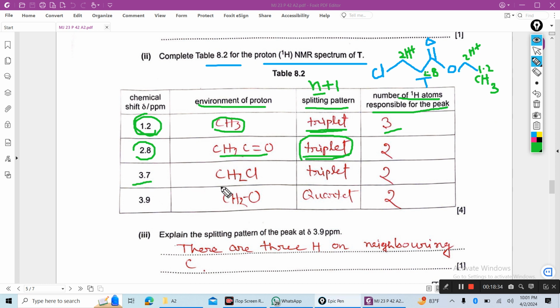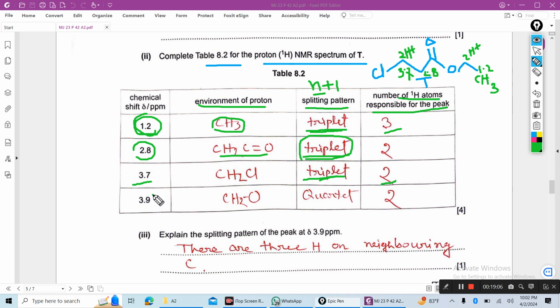3.7 chemical shift is responsible for this CH2 peak. So this will also be a triplet. Why? Because the neighboring proton group is also CH2, so 2 protons, 2 plus 1, 3 peaks, a triplet. And the number of hydrogen atoms responsible for this peak is 2, because CH2 means 2 hydrogen.